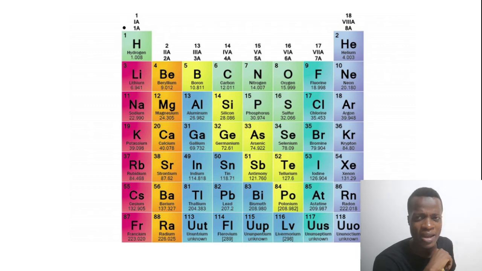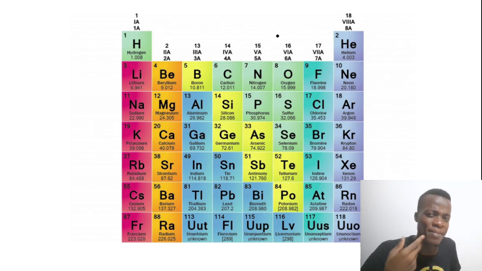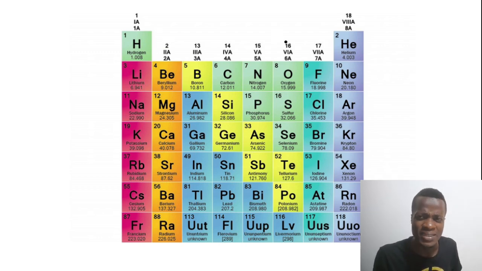We say group 1 elements have how many valence electrons? 1. Group 2 elements have 2, 3, 4, 5. So the number of the group tells you basically the number of valence electrons of the elements in that particular group. The period tells you the number of shells that elements in that particular row have, right?